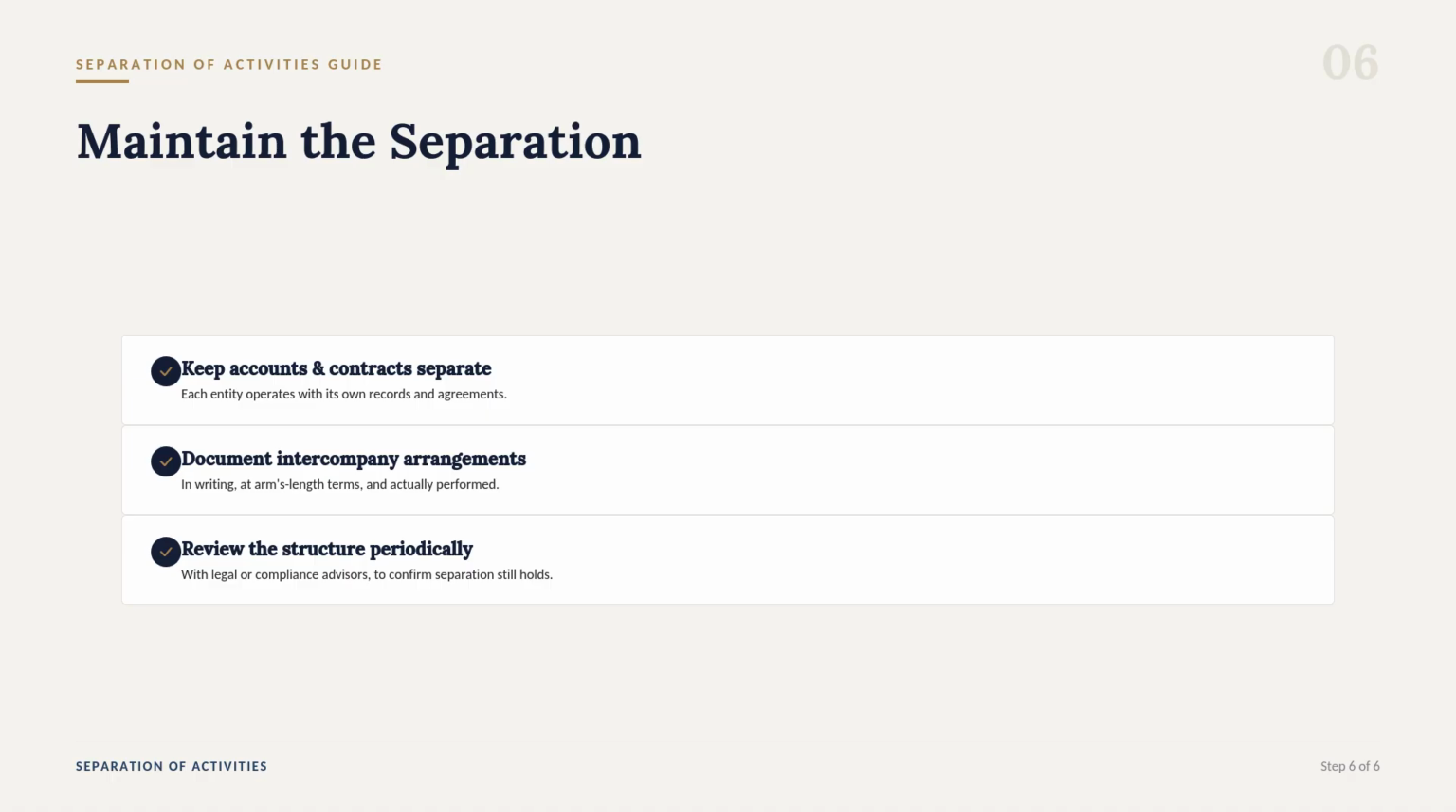Step 6. Maintain the separation because it doesn't maintain itself. Every entity needs its own accounts, its own contracts, documented intercompany arrangements, and its own governance. If your entities are run so interchangeably that they function as one business, some states allow a court to treat them as a single enterprise for liability purposes, collapsing the exact protection you built the structure to create. A periodic review with legal or compliance advisors is what keeps that from happening.